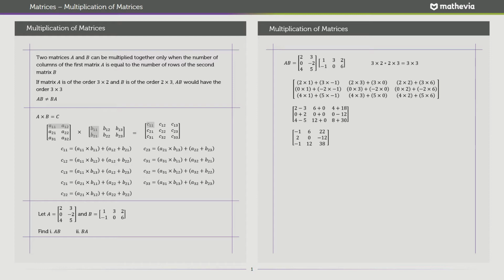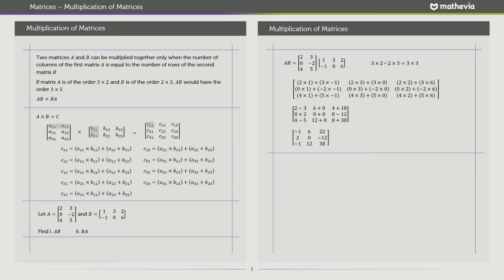We should end up with a matrix: minus 1, 6, 22; 2, 0, minus 12; minus 1, 12, 38. Simple, straightforward. That's it. You need to be very careful when you're solving this because it's prone to errors. You can make mistakes quite easily. The actual underlying principle is quite simple.